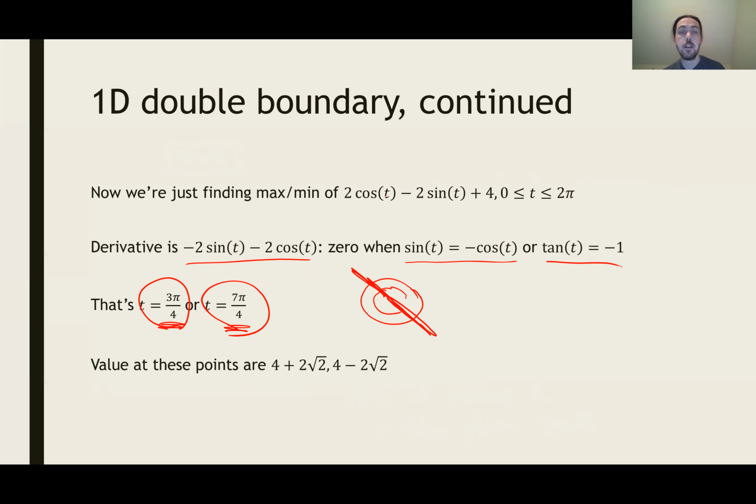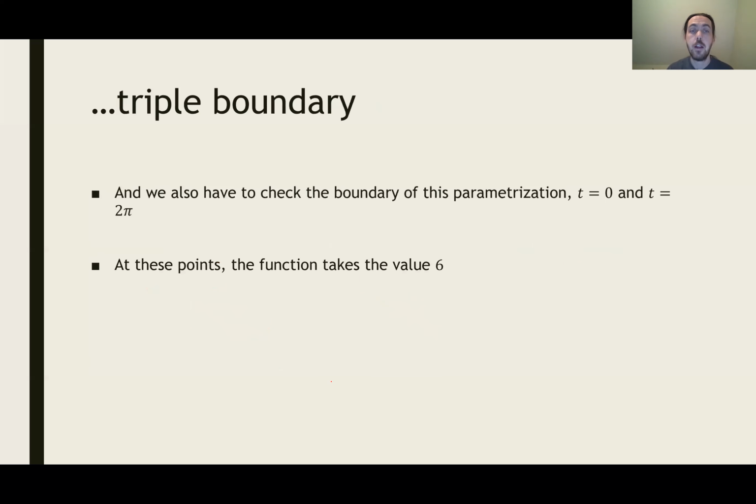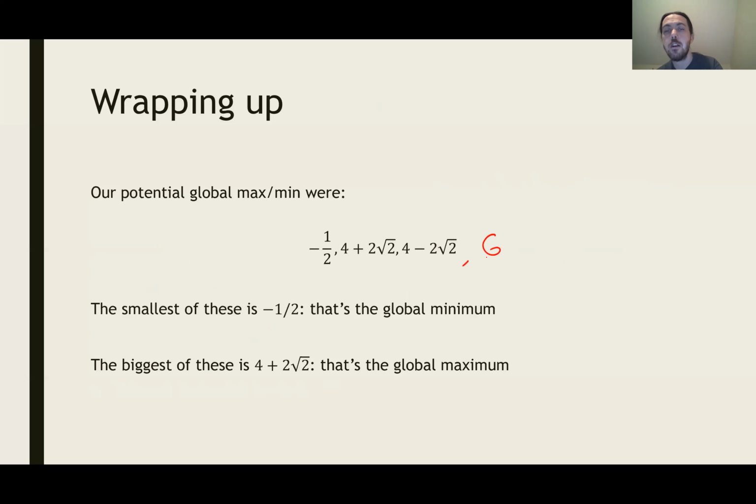If we plug in t equal to 3 pi over 4, cos is root 2 over 2, and sine is minus root 2 over 2. So our value at the first one is 4 plus 2 root 2, and our value at the second one is going to be 4 minus 2 root 2. And then technically speaking, we have to check the boundary of this parameterization, which is when t is 0 and t is 2 pi. At these points, the function takes the value 6, like so.